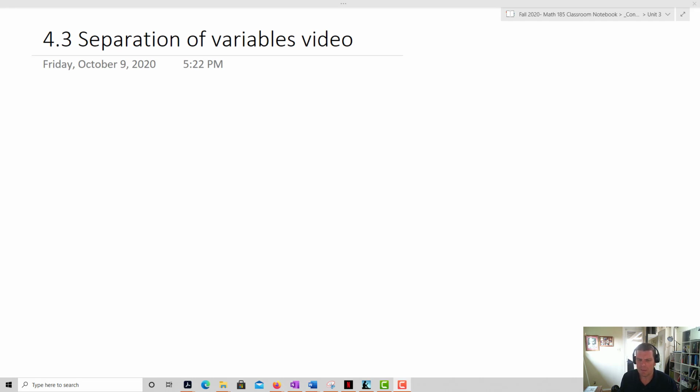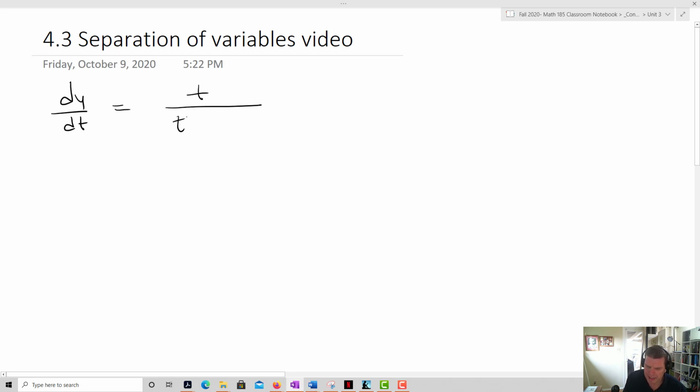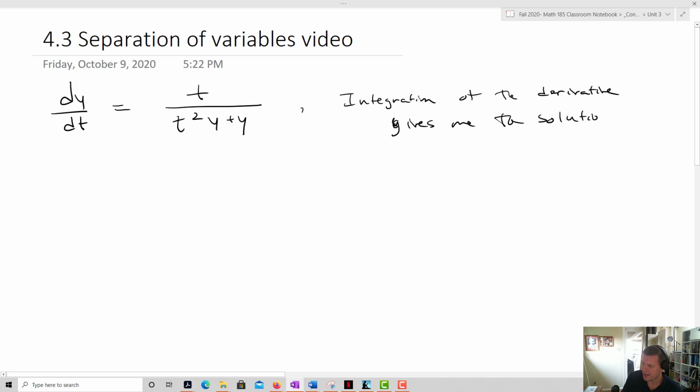Okay? So let's consider a problem. Let's consider the differential equation dy/dt is going to equal t over t squared y plus y. And our goal here is to notice that if I can integrate, the integration of the derivative gives me the solution. So the whole goal here is to be able to integrate, right?